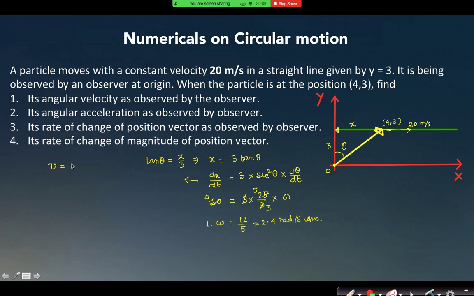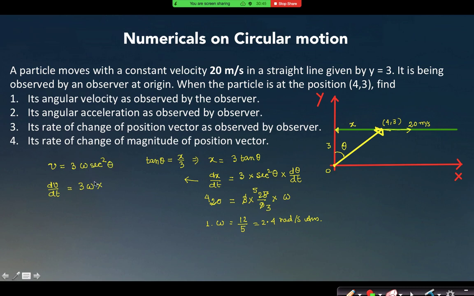Can I say V is equal to 3 omega sec square theta? Have I written this equation? Same, yes. Now I will differentiate further with respect to time the same equation. What will I get? Here I will get dv by dt, and now this is a product of two variables, so I will use the product rule of differentiation. Let us first assume omega to be constant.